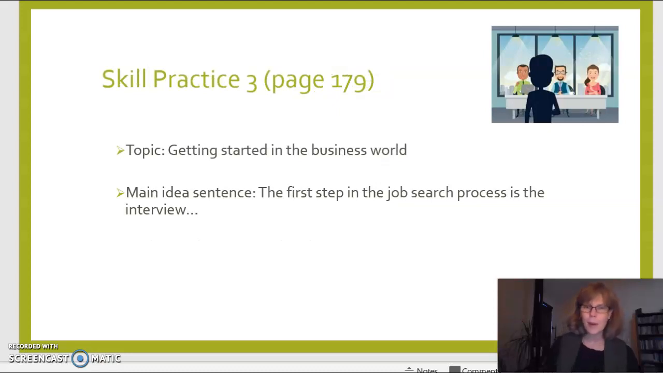So as you look at this paragraph, I want you to see they're talking about getting started in the business world. They say breaking into the business world. And really the main idea as you read into this paragraph, it's all about the first step in the job search process, which is the interview. So this paragraph really focuses on the interview. You might want to pause here, see if you can complete the paragraph, and then I'll show you what I did.